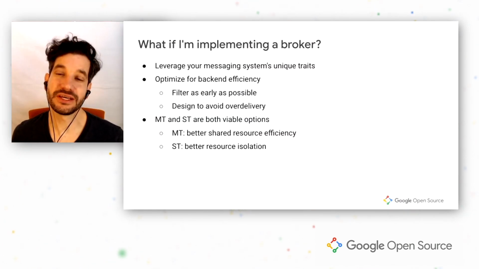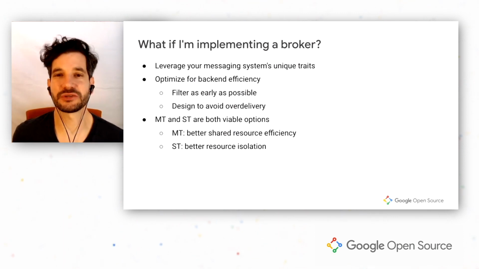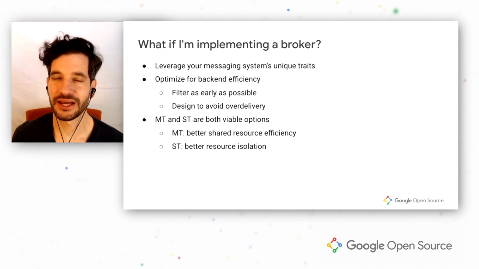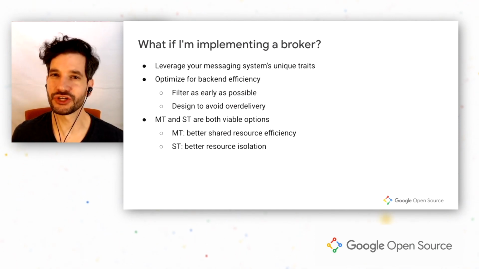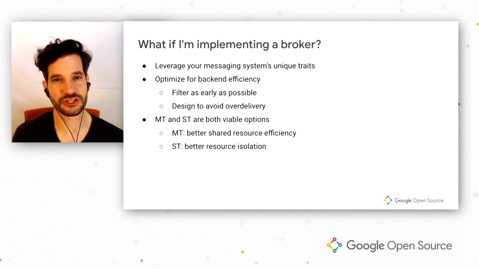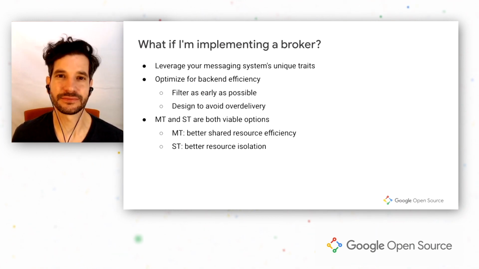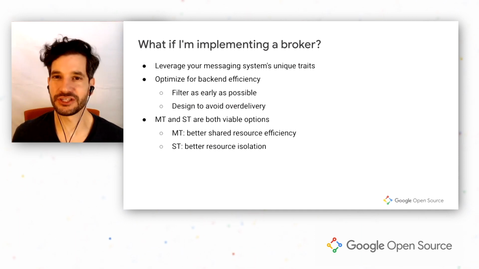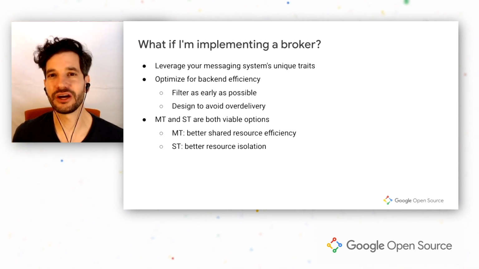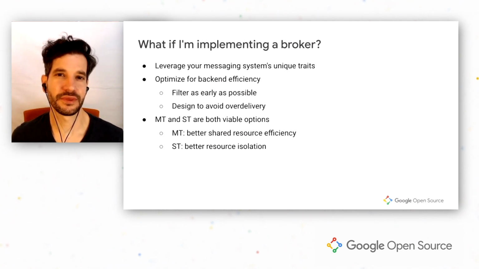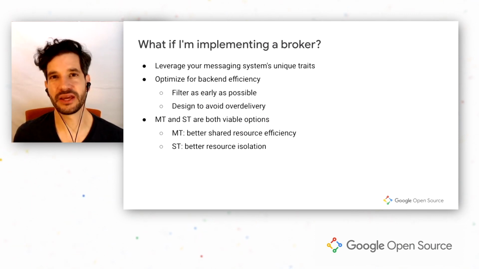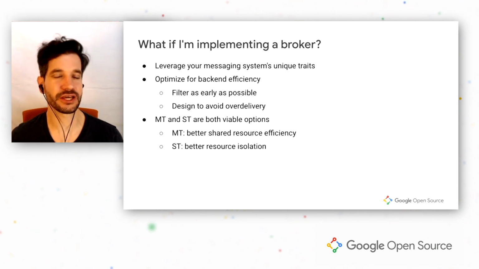If you're a contributor that's implementing a broker, here are some basic principles to keep in mind. First, every messaging system has something it does really well. Try to optimize for those strengths. Second, your broker should not be significantly slower or less efficient than using the messaging system directly. To achieve this, use the messaging system as little as possible. Filter uninteresting events early and avoid over-delivery. Third, be aware of the trade-off you're making between efficiency and isolation when you choose a multi-tenant versus a single-tenant data plane.